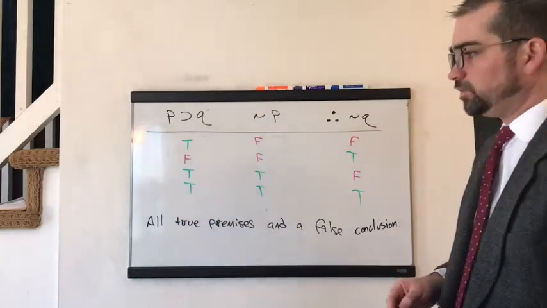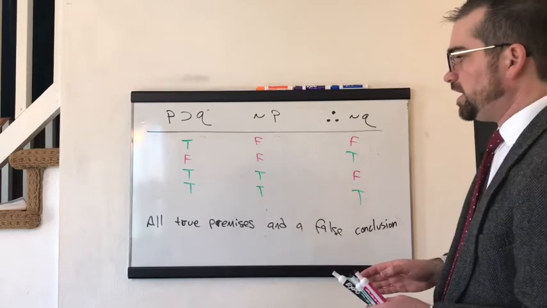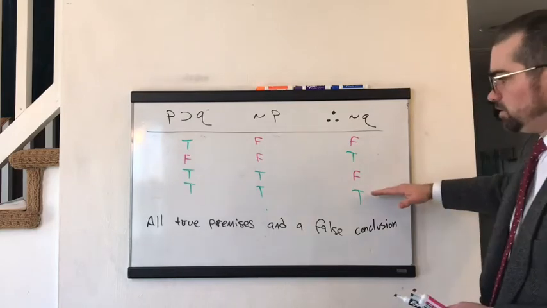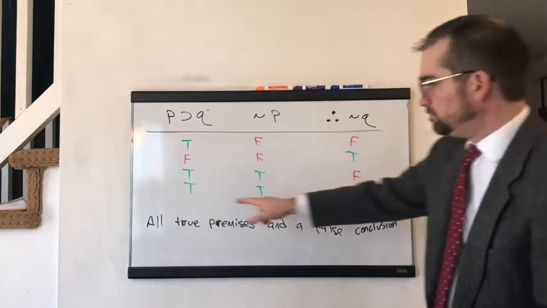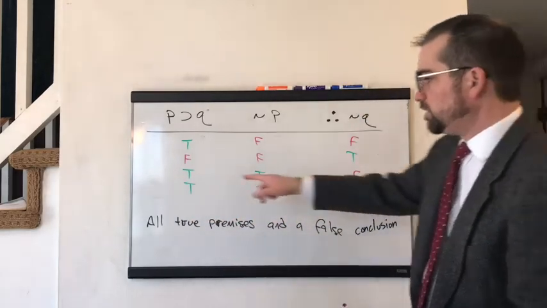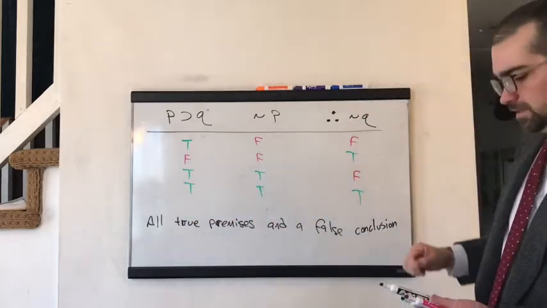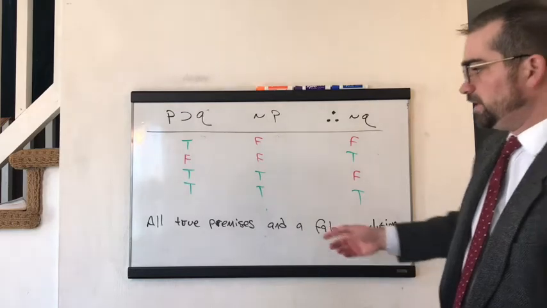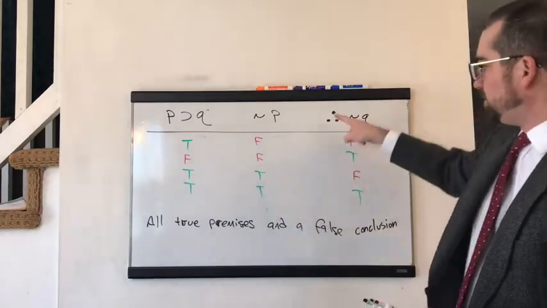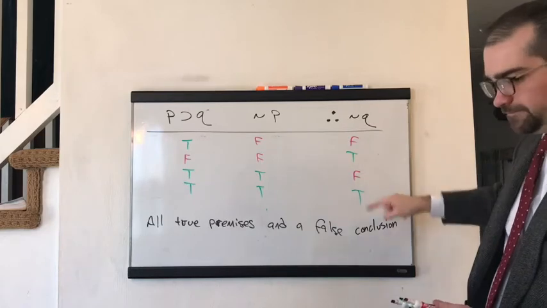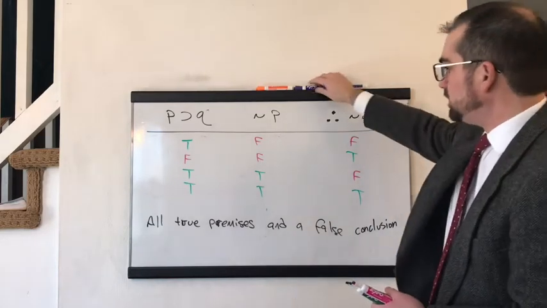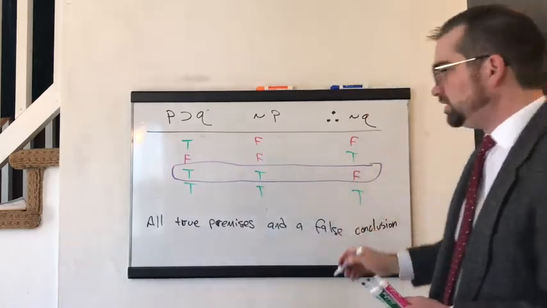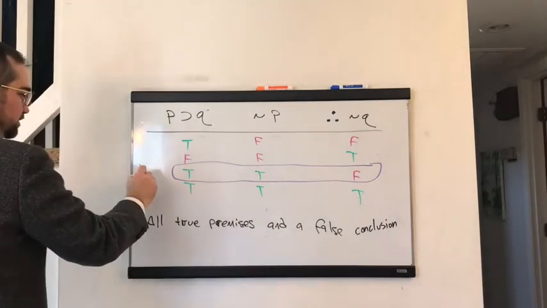All right, and what we need to look for is our rows that have all true premises. If we look, this row has all true premises. True, true, all true premises, and this row has all true premises. True, true. Now the key to solving this table is noting that we have a row that has all true premises, but a false conclusion, okay? And that's why you see the book has identified this row as the key to determining that this is an invalid argument, okay?